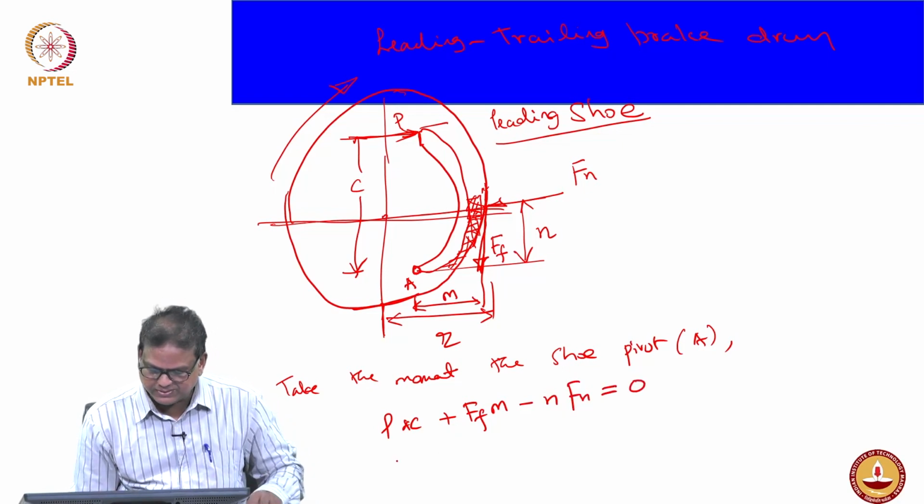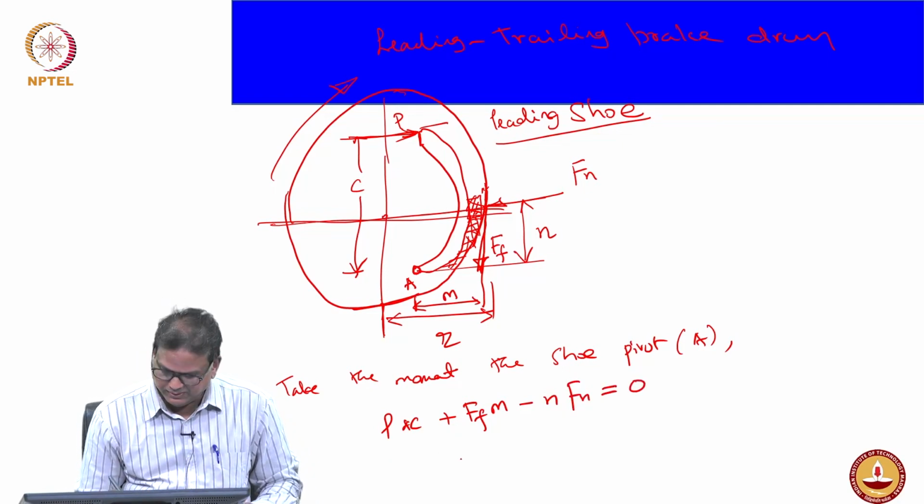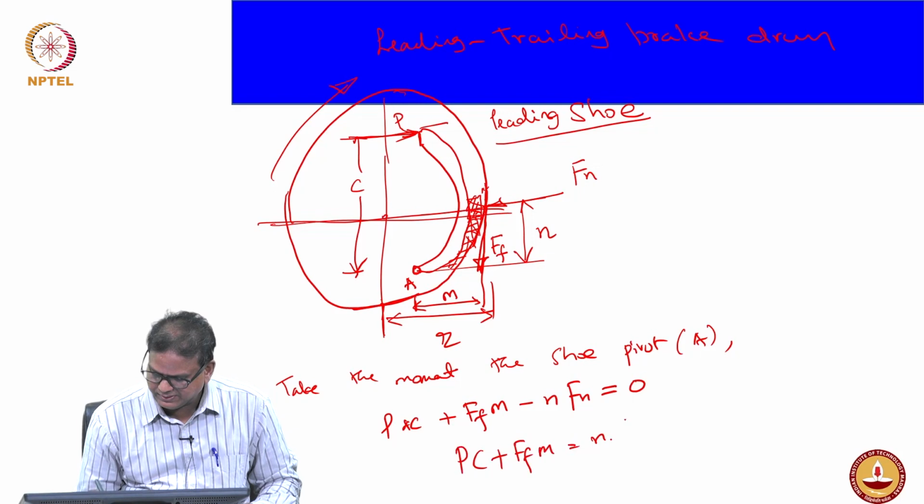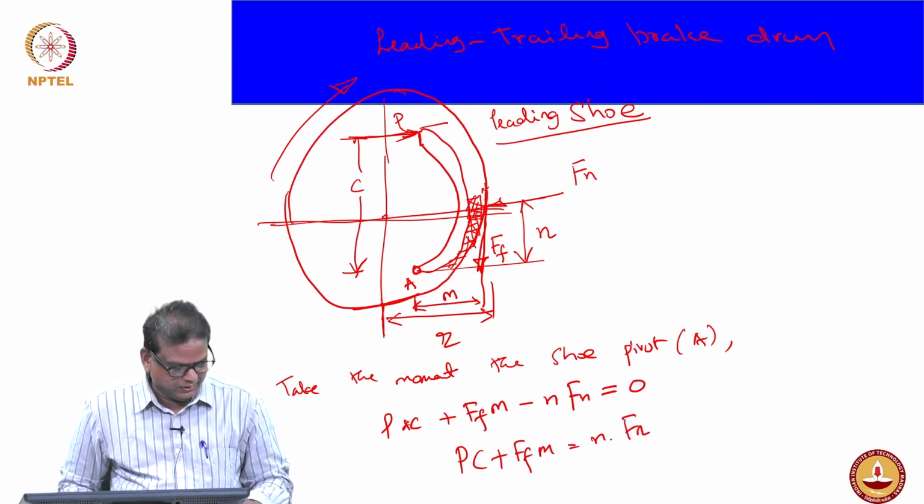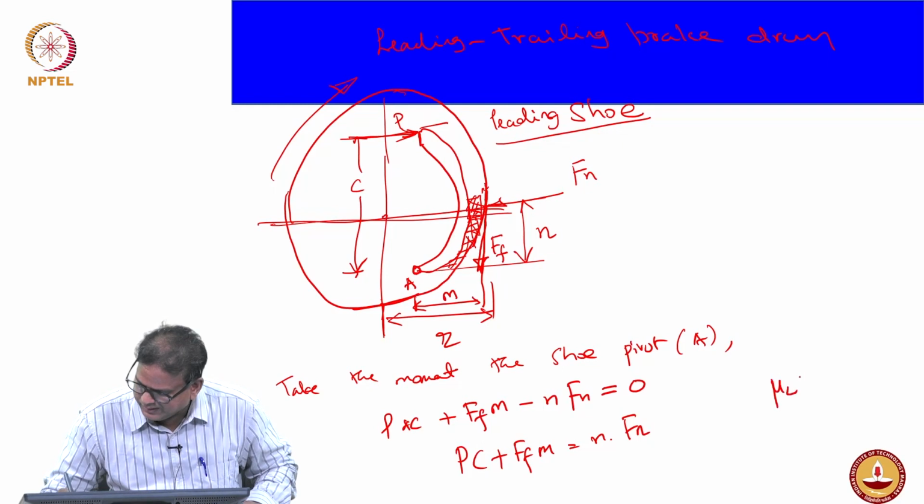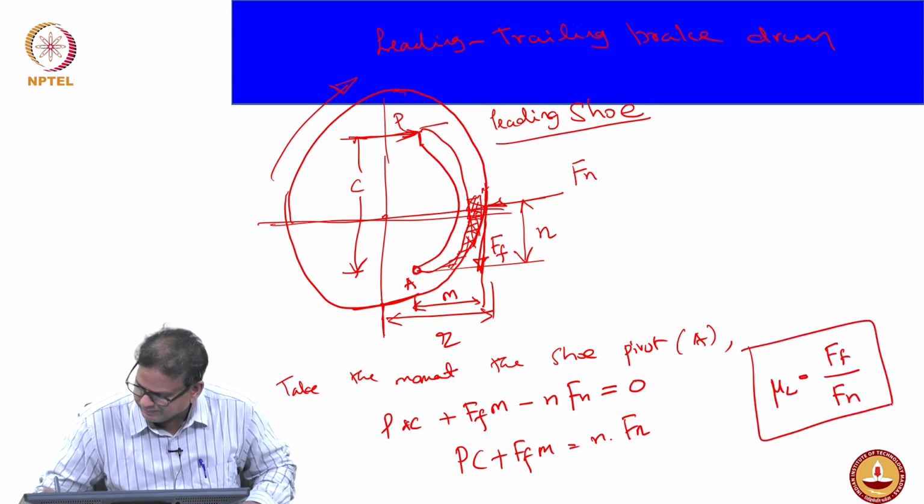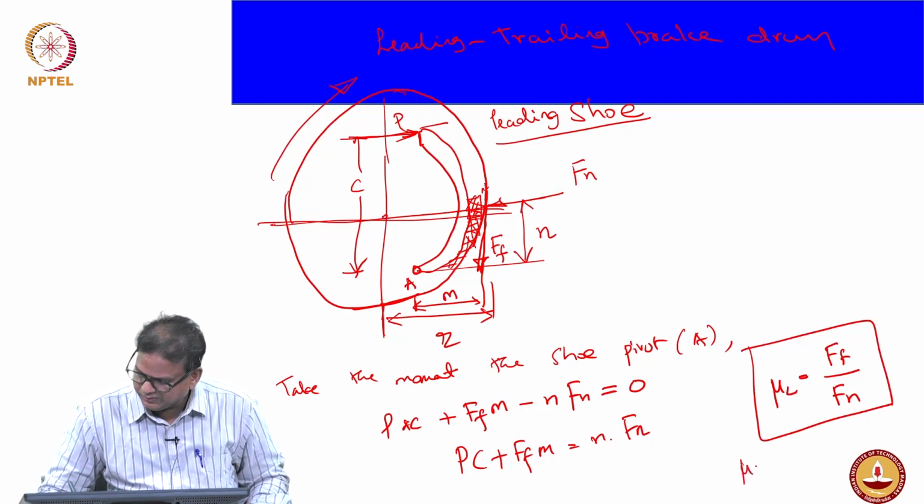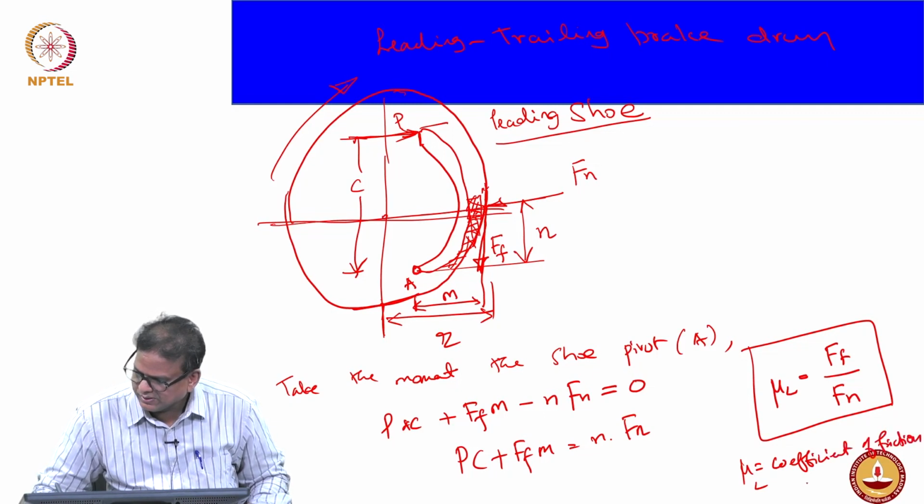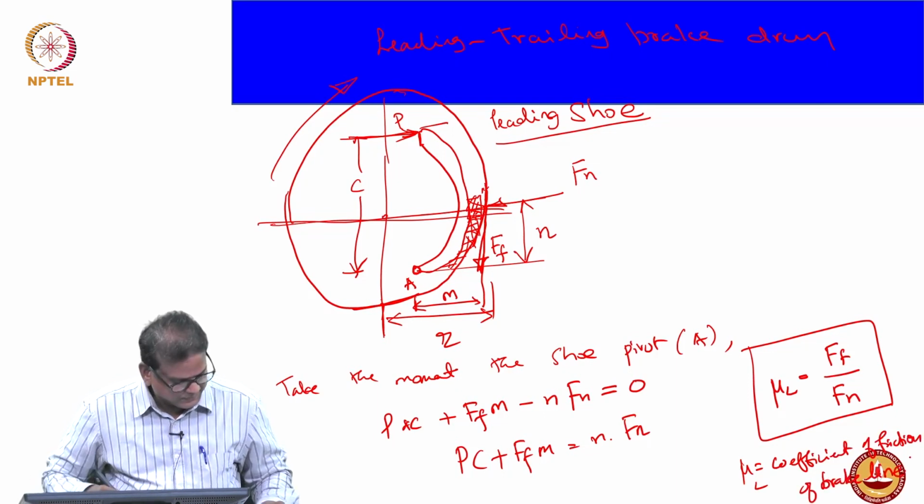So, I just try to balance the forces and moments. Finally, we want P c plus F m, and I will move this term to F n. Whereas my friction lining mu l depends on the friction force to the normal force, which is already known to you. Please understand that. Mu l equals the coefficient of friction of the brake lining.